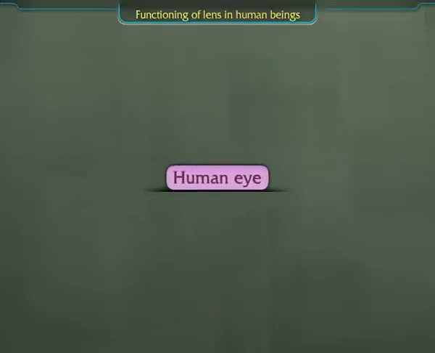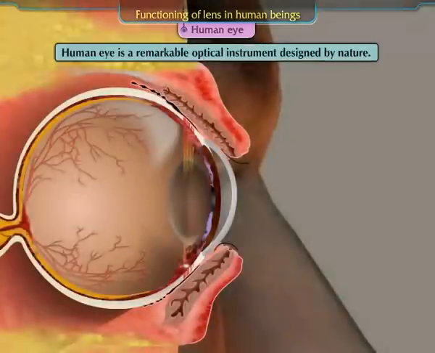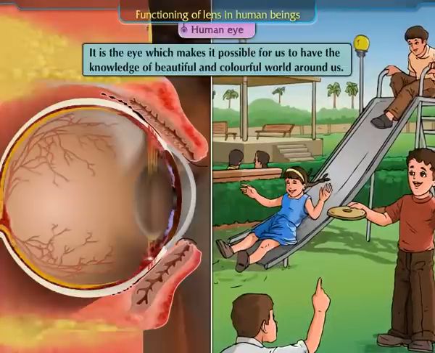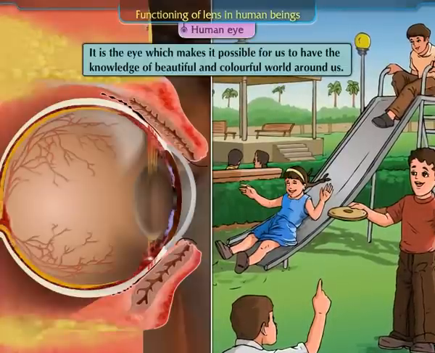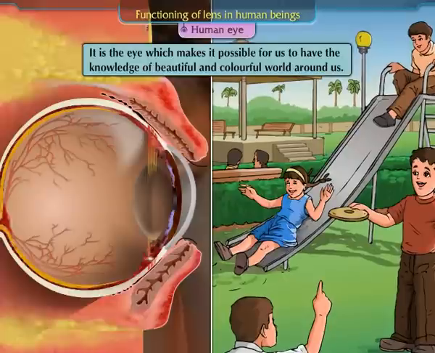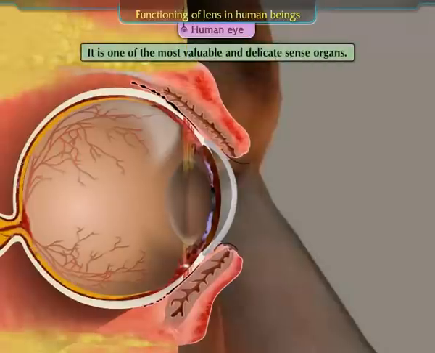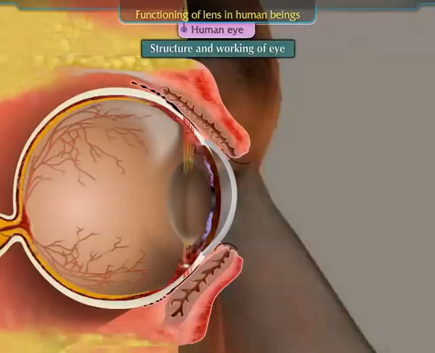Human eye. Human eye is a remarkable optical instrument designed by nature. It is like a camera. It is the eye which makes it possible for us to have the knowledge of beautiful and colorful world around us. It is one of the most valuable and delicate sense organs. Let us study the structure and working of our eye.